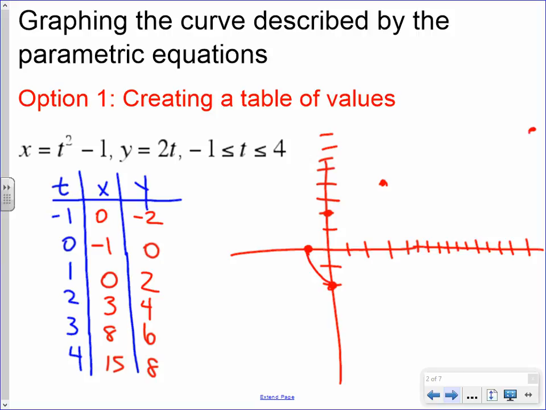Okay, remember that parametric equations have direction. So you do need to indicate the orientation using arrows on your graph. Since we started here with t equals -1 and ended here with t equals 4, our arrows are traveling in that direction. Since we stop at t equals 4, our graph stops. It doesn't keep going.